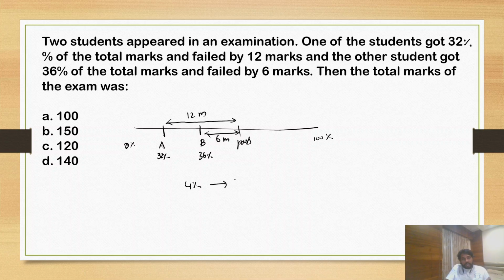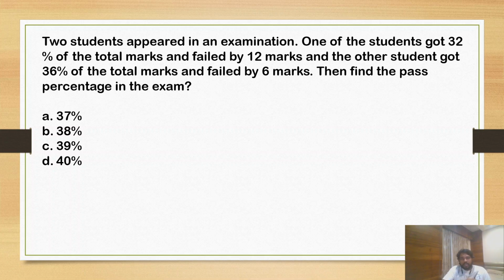So can I say 4% is nothing but 6 marks? Then 2% would be 3 marks, and 1% would be 1.5 marks. If 1% is 1.5 marks, then 100%, the total marks, is 150 marks. That's it. Okay, let us move to the next question, guys.